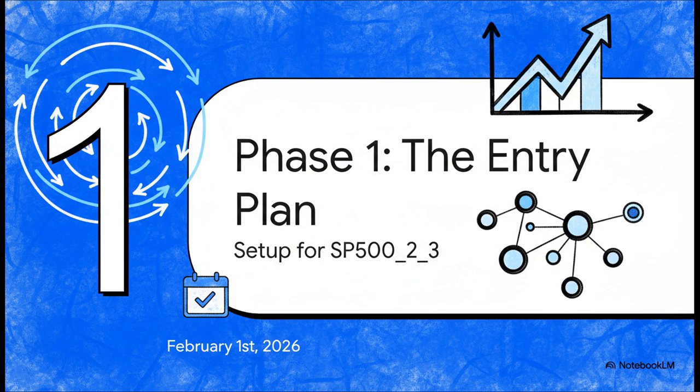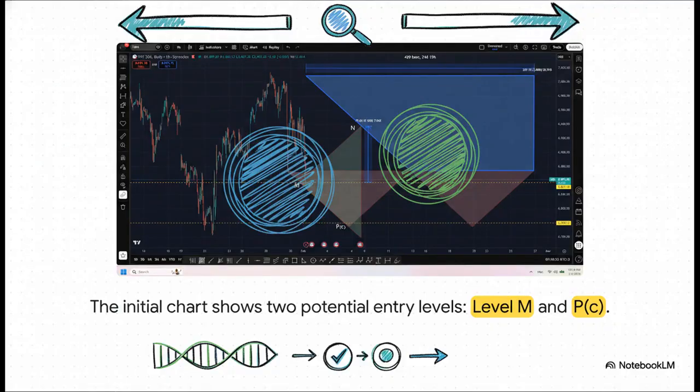Phase 1, the entry plan. What you're seeing here is the initial blueprint for this specific analysis. It was all documented and set in stone back on February 1st, 2026. Now, looking at the chart, you can see the model zeroes in on two specific price levels for a potential entry. The first one is called level M, and that's the primary entry point. The second is a backup, a secondary entry point, labeled PC. So right from the start, these were the two exact levels the plan was built around.